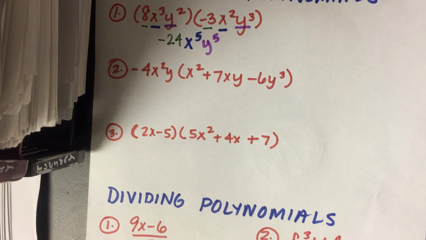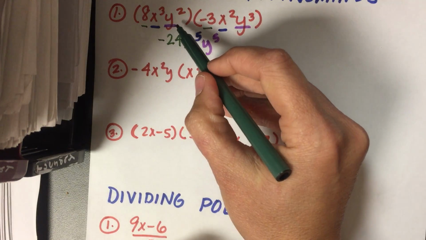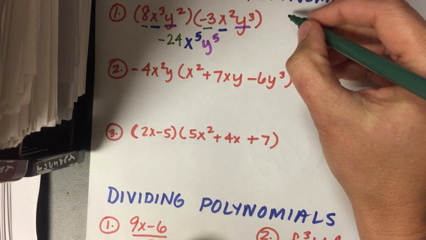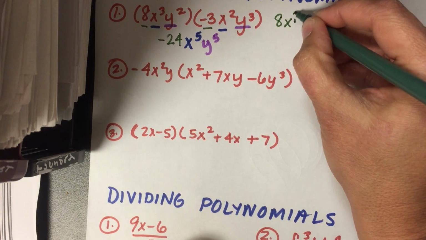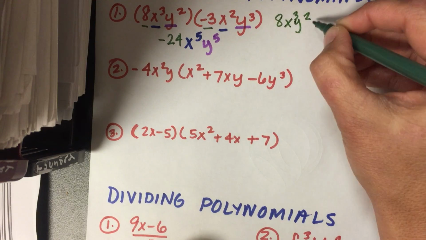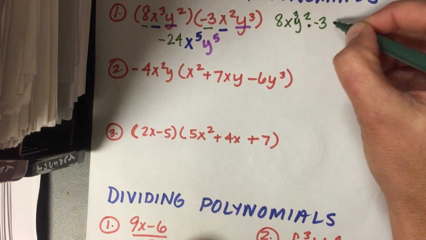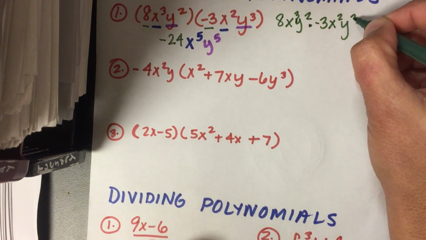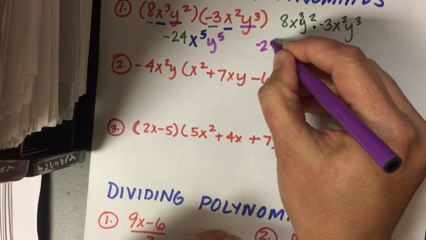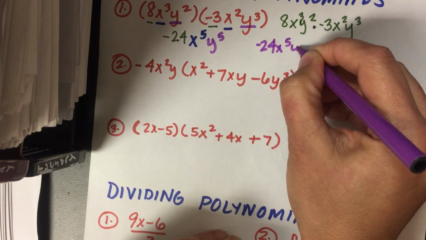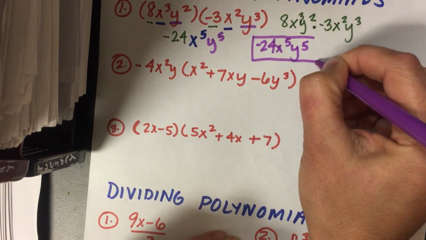Now, in order for this to make more sense for some of you, you can actually write this out. Since there are no addition or subtraction operations in there, we actually could have written this as 8x cubed y squared times negative 3x squared y cubed without the parentheses. And that will get you to the same spot we are here. So the negative 24 x to the 5th y to the 5th is our answer.